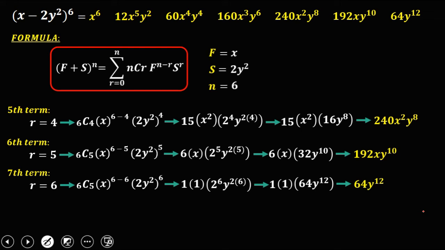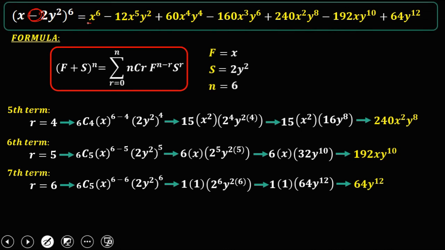Now for the signs, since the second term is negative, the signs alternate. So this one is positive, negative, positive, negative, positive, negative, and the last one is positive. So this is now the final answer.